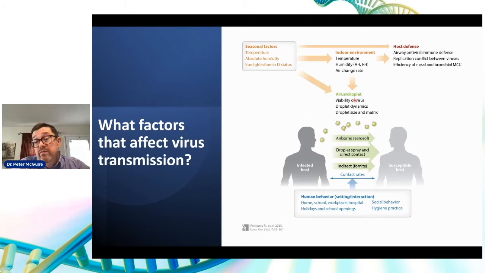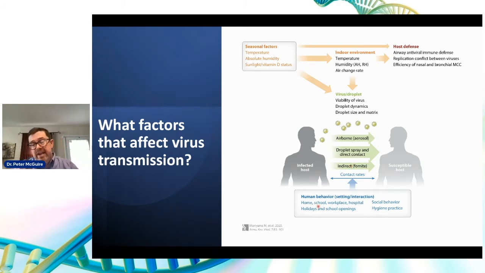And then also the properties of the virus itself. How viable is the virus outside of its host normally? What are the droplet dynamics? Do they spread very easily? How big are they? How small are they? And then also issues between individuals: airborne or aerosolization of virus, droplet spray or direct contact, and then indirect, such as fomites. Fomites are small things like dust and small particles that viruses can stick to and serve as a way of transmitting between individuals.